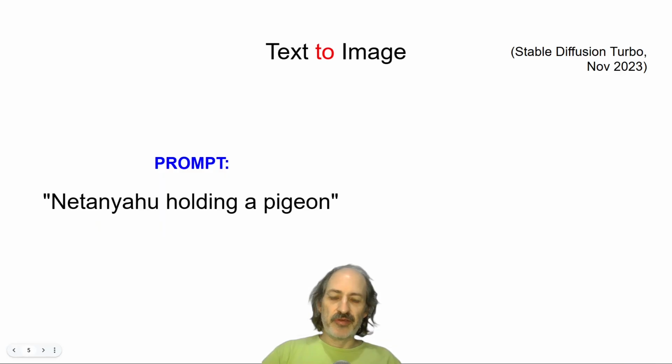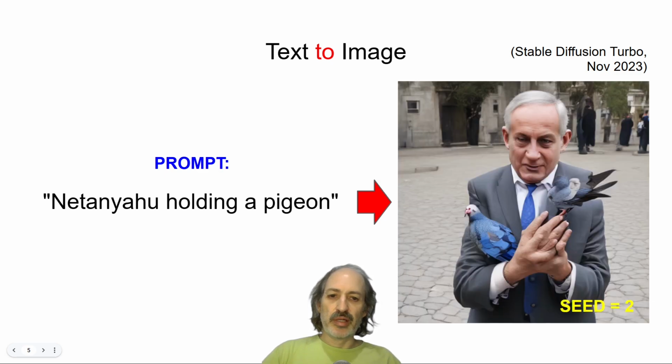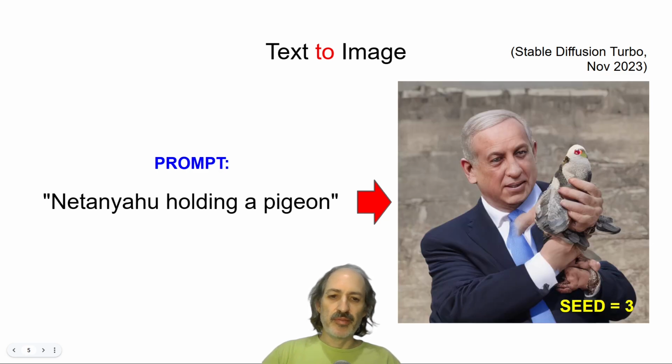Let me just explain in a few words how it works. This is essentially based on the Stable Diffusion Turbo, text to image. You take a prompt like Netanyahu holding a pigeon, you put it in the model, and you get an image. Of course, you can use different seeds. So each time you will get a completely different result. And remember, this model is already quite old. Today you can get much better results. And in this case, the prompt is 100% the input to the model.